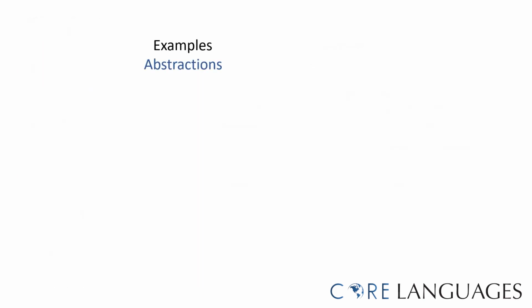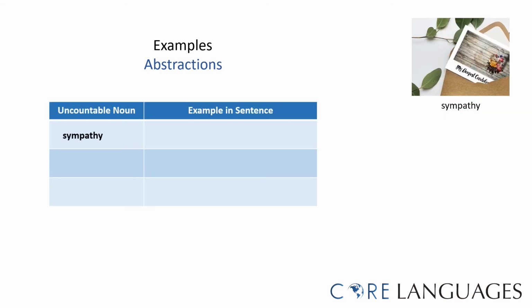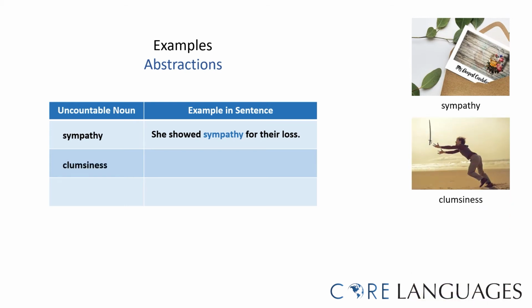Here are some examples of sentences that use uncountable nouns that are abstractions. Try to see if you can identify whether an article or a quantifier was used or not. For example, sympathy. She showed sympathy for their loss. In this example, no article was used. Clumsiness. His clumsiness is astounding. In this example, we have his clumsiness.